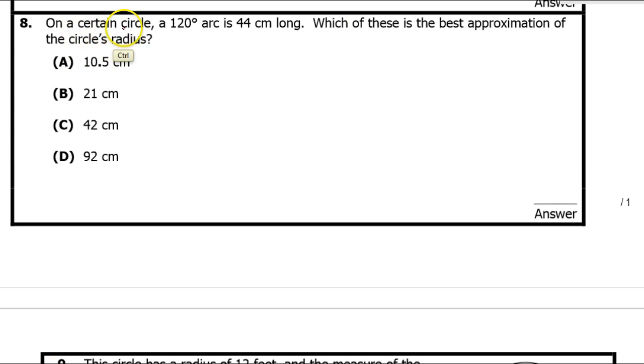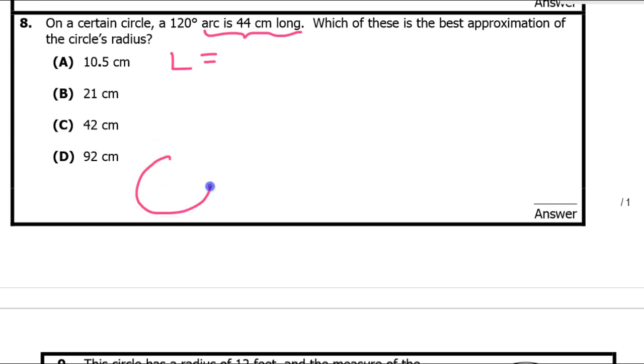On a certain circle, a 120-degree arc is 44 centimeters long. Which of these is the best approximation of the circle's radius? So they are giving us the arc length. All right, the arc length. So that tells me that we're going to need to write the formula for arc length.